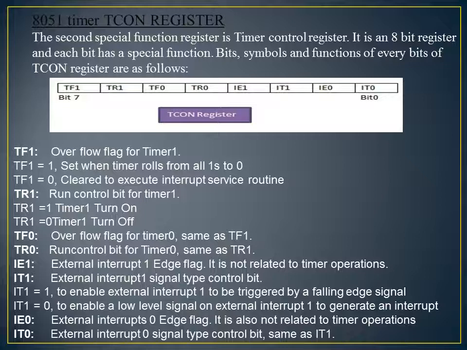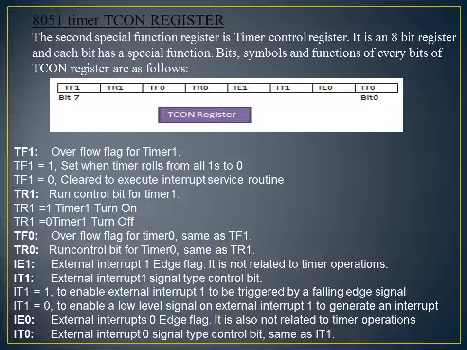Next is the 8051 timer TCON register. The second special function register is the timer control register. It is an 8-bit register and each bit has a special function. Bits, symbol and function of every bit of the TCON register are as follows. TF1 is the overflow flag for timer 1. TF1 is set to 1 when the timer rolls over from all 1s to 0. The flag TF1 is cleared to 0 when the interrupt service routine is executed.